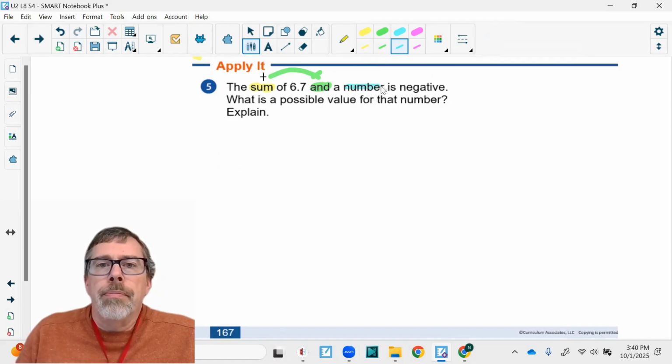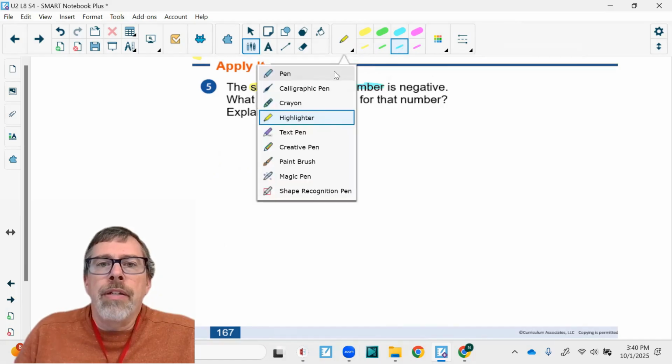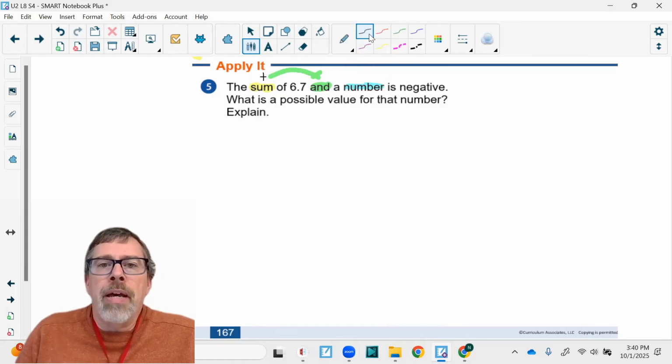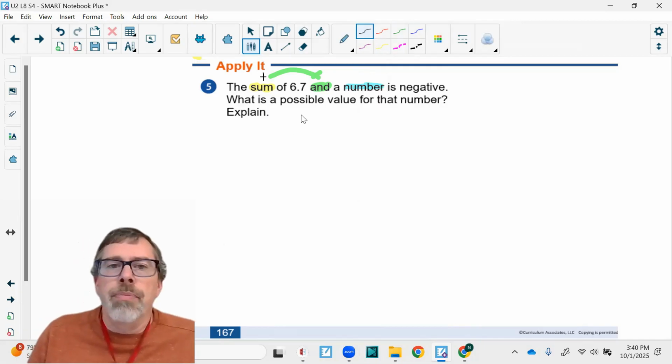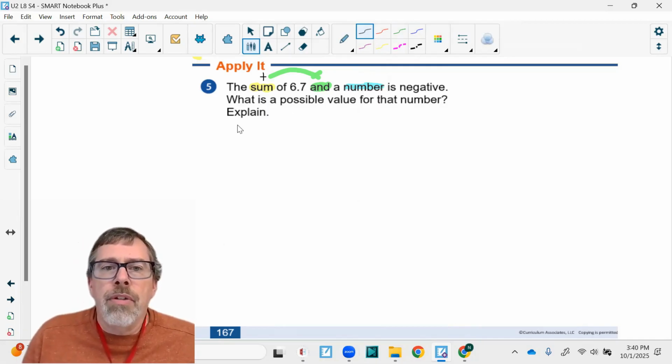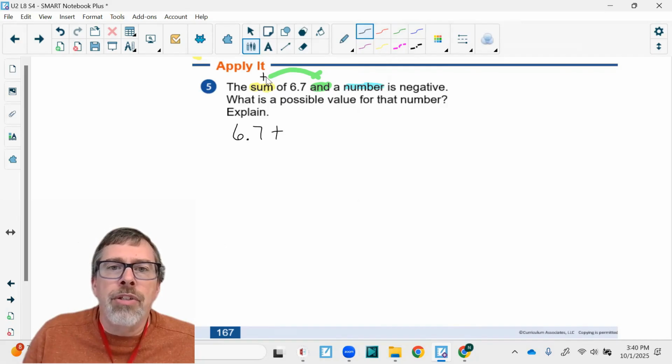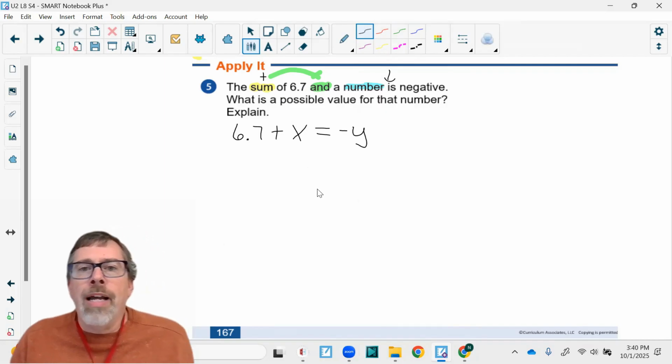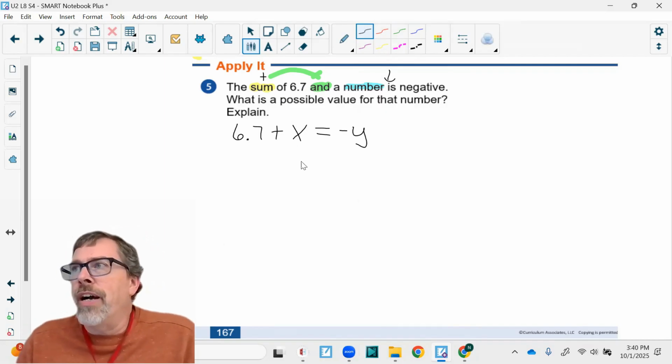A number. Okay, so let me write this as a mathematical expression before I continue. The sum of 6 and 7, so I write 6, and that's where the plus sign goes. Remember I said sum is addition. The word and tells us where to put the plus sign. So 6 plus 7 and a number. I'm going to use a variable x. The word is means equals, and I want a negative number. And I will just say negative y because I don't know if it's the same as x or not.